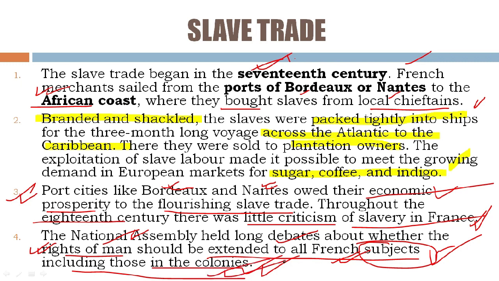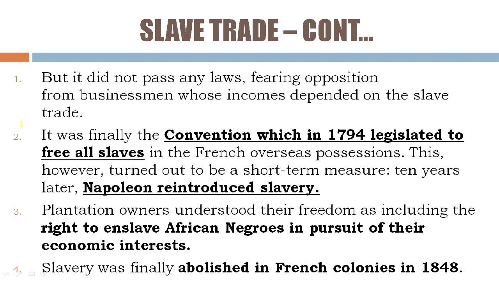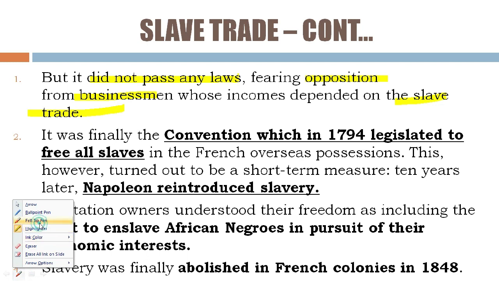Here they exactly mean the slaves. But we see that the National Assembly did not pass any laws. Fearing what? Fearing opposition from businessmen whose incomes depended on the slave trade. Now you can establish a very quick connection between all these aspects.